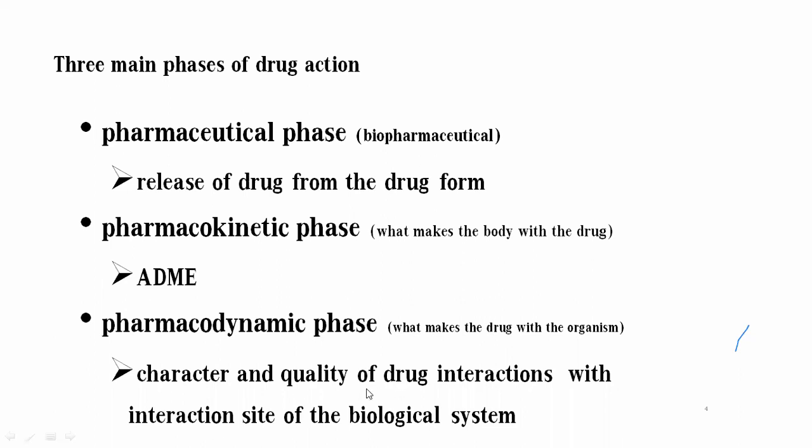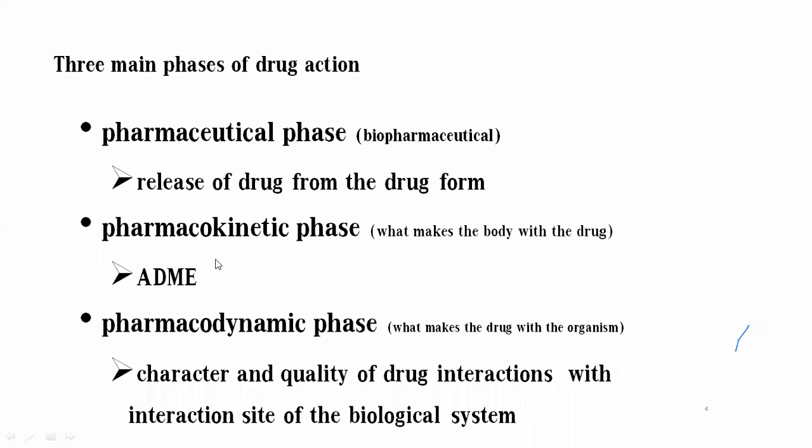So it is associated with the character and quality of the drug interaction. What type of interaction, what type of physicochemical properties that drug molecule has. So it is going to have some type of interaction with the target cell, with the interaction site, and ultimately on the biological system. So these 3 are the phases of drug action: conversion into dosage form, and in the form of dosage form, we are going to take that drug molecule. That dosage form will release the drug molecule in the body.